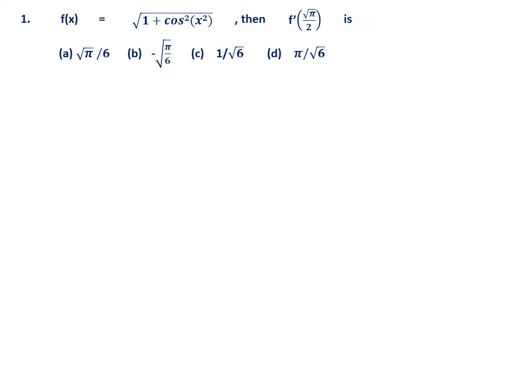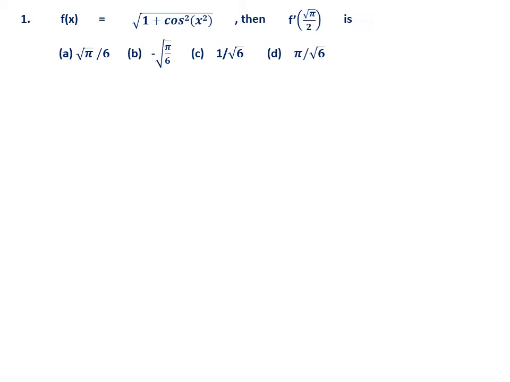Let me take a few concept based questions as before. Say if f of x equals square root of 1 plus cos square x square, then what is the value of f dash root 5 by 2? So this is the question. You can definitely do this question provided you know how to differentiate a composite function. Therefore, first you have to differentiate square root of 1 plus cos square x square, which is a composite function. Actually, it is a composite function of three functions.